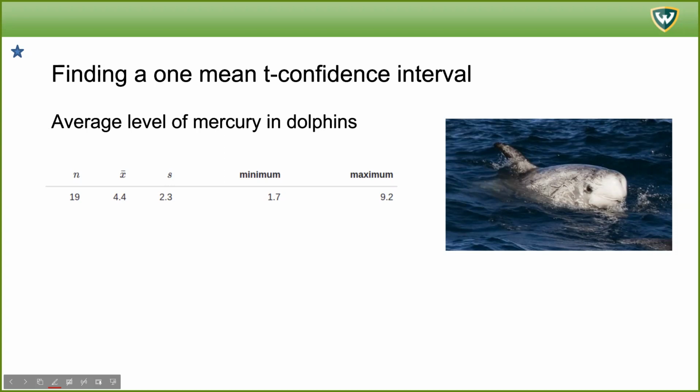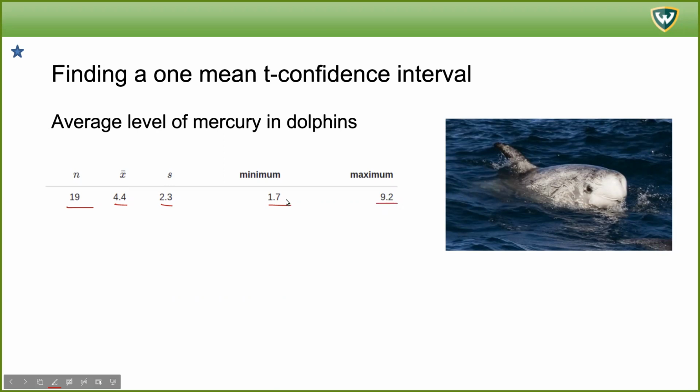So suppose you are testing average level of mercury in dolphins, and we have a sample. We got a sample of dolphins. We go into the wild, to the sea. Somehow we find 19 dolphins. We measure their mercury levels, and whatever the measurement unit is, we got an average of 4.4 level of mercury. And also we got a standard deviation of 2.3. And then the minimum value was 1.7 level of mercury, and the maximum was 9.2 level of mercury.